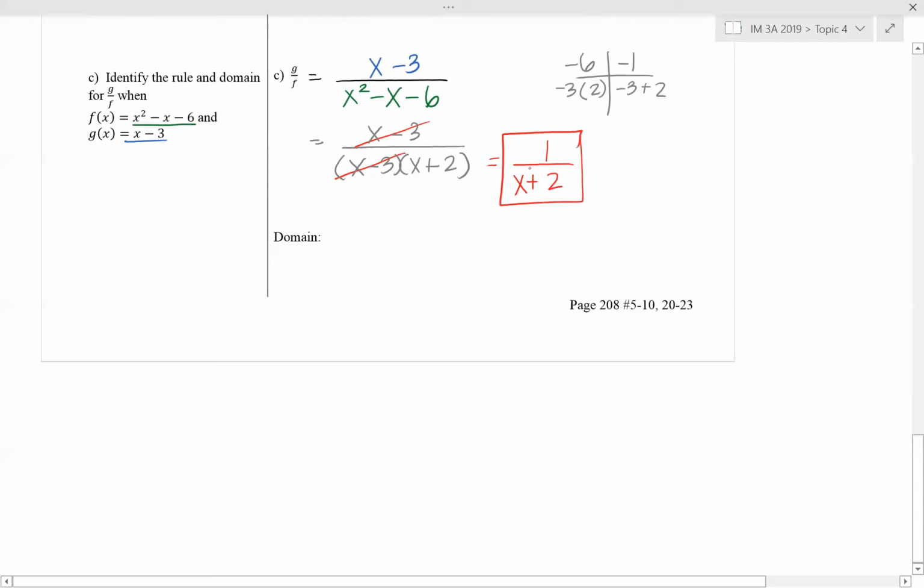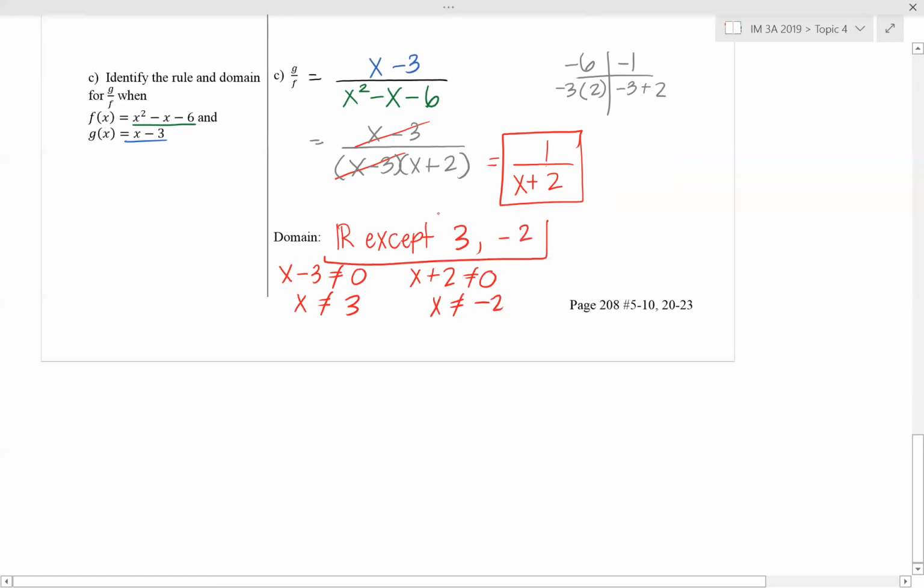And then for our domain, remember, we still need to account for anything that was originally in the denominator. Our domain is going to be all real numbers except two values. The x minus 3 not being allowed to be 0 tells us that x is not allowed to be positive 3. And the x plus 2 not being allowed to be 0 tells us that x is not allowed to be negative 2. So our domain is all real numbers except positive 3 and negative 2.